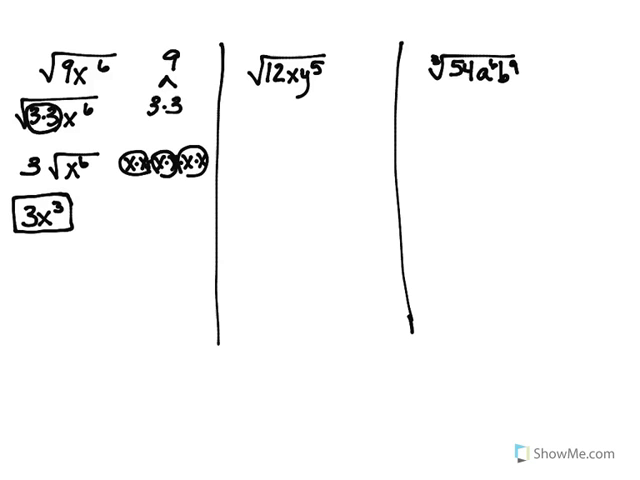All right. Now, the shortcut is to take the nth root and divide it into the exponent. So this is a square root, and we ask how many 2's are inside of 6? 3. So that lets us know right there that there are 3 groups of x's, and that would be your answer. So then let's go to the square root of 12, x y to the 5th power.